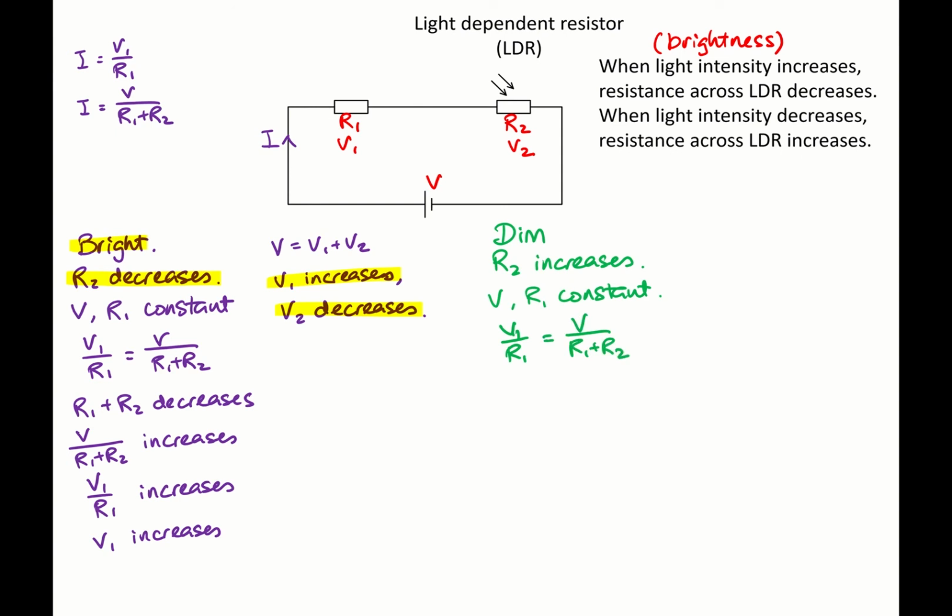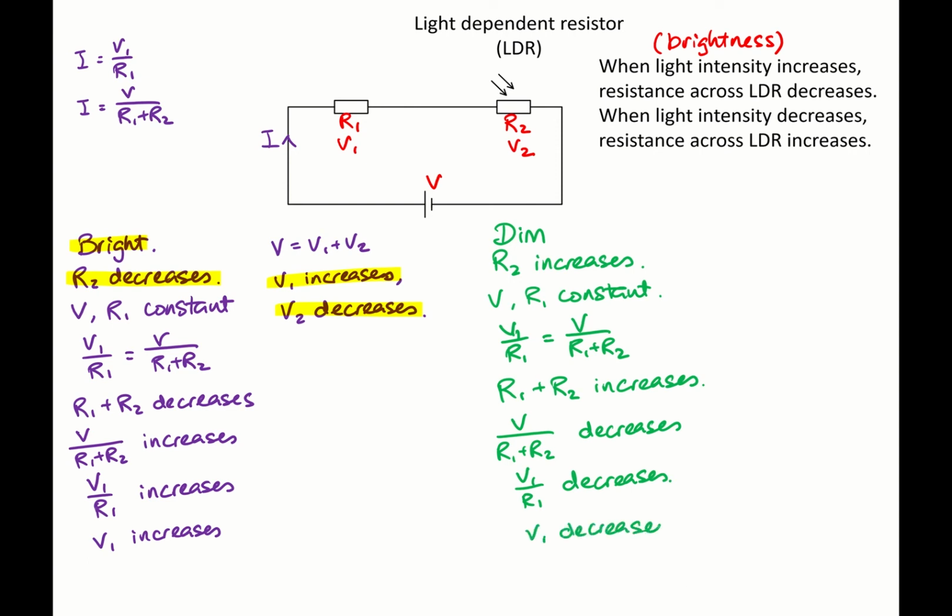So when R2 increases, that means R1 plus R2 increases. And that means V over R1 plus R2 decreases. So that also means V1 over R1 decreases. Since R1 is constant, V1 has to decrease.